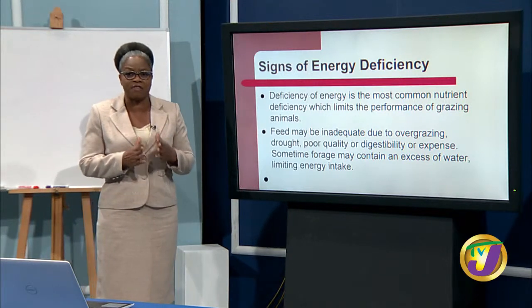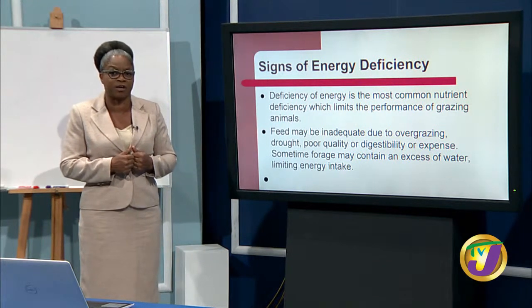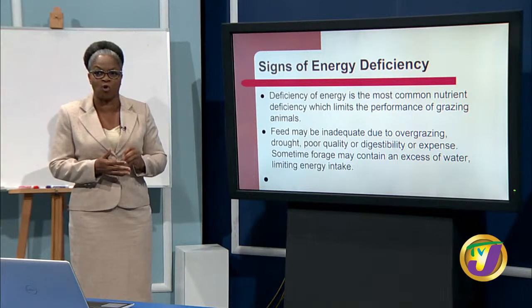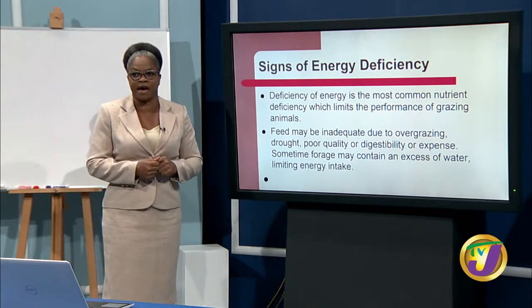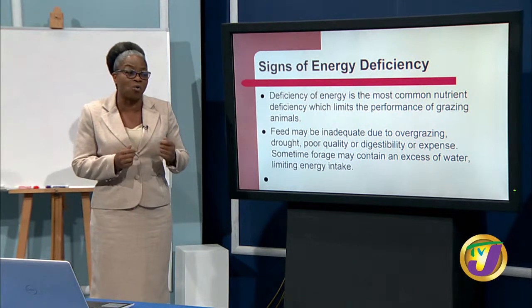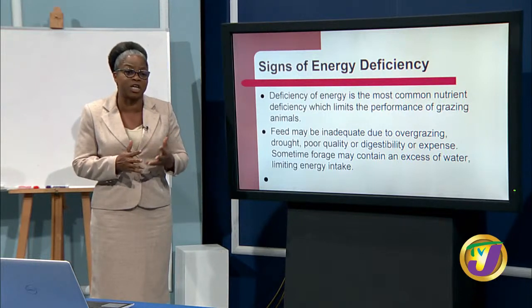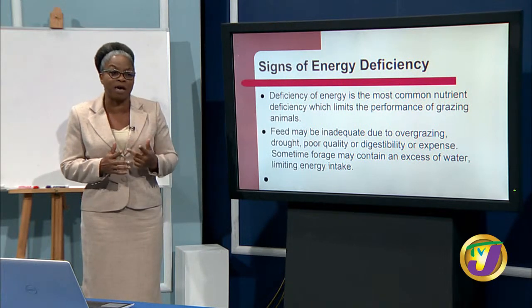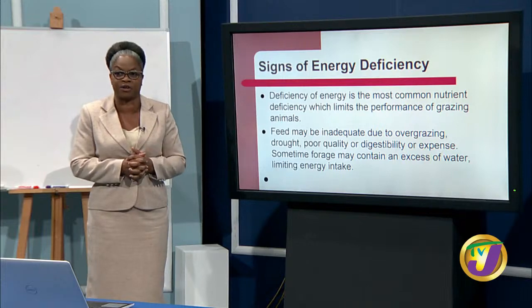Now, students, energy is very important in an animal's diet. If energy is not there, the animals are going to show signs of deficiency because energy is very important for the animals to grow and to do well. So if energy is not there in their diet, these animals are going to become malnourished. And if they are malnourished, especially if animals are grazing, these animals will not be able to do well if they cannot get enough energy from the pasture grass that they're eating.